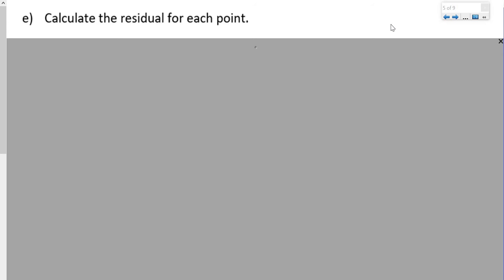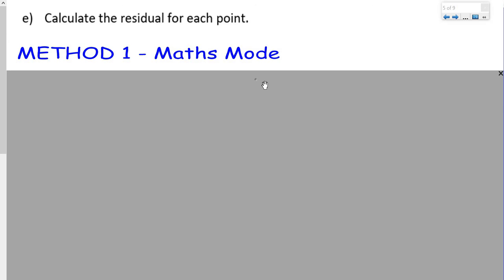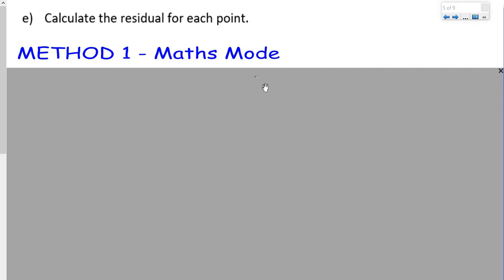So in order to calculate the residual, we've already worked out if there's a linear correlation by checking the value of the PMCC, using that to find a regression line, and now we're comparing the values to the regression line. There are two ways we can do this, one using the maths mode, another using the table mode.